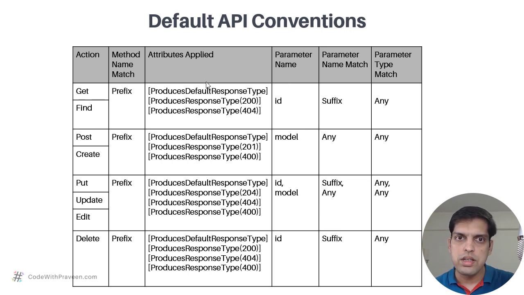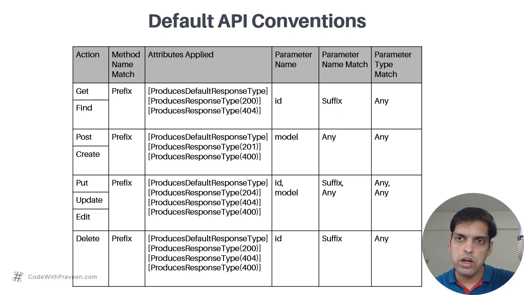The second is the list of attributes applied. That should be okay. And the main one is the parameter name. The parameter name used by this convention is ID, and the behavior is the name match should be suffix. For instance, we have seen course ID. Suffix means it comes to the right side. So course ID matches this condition.